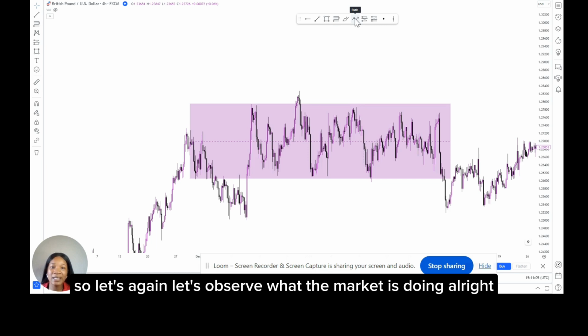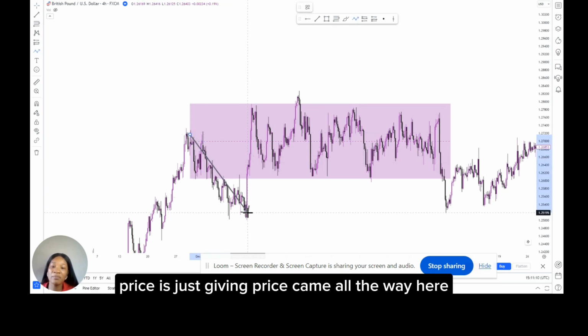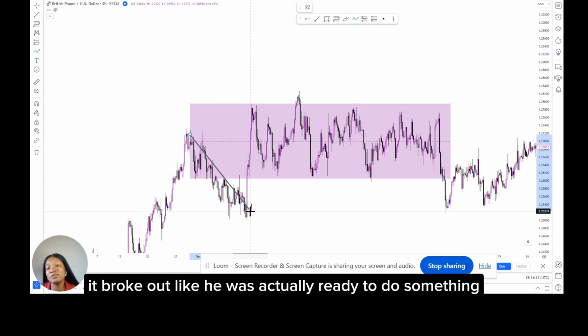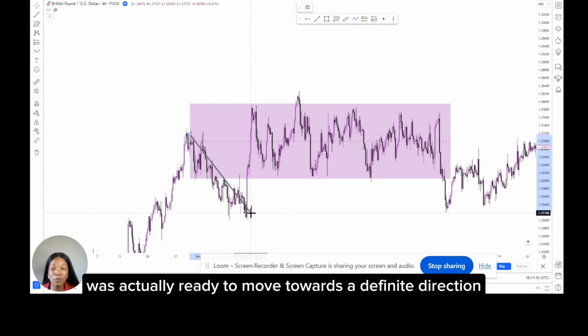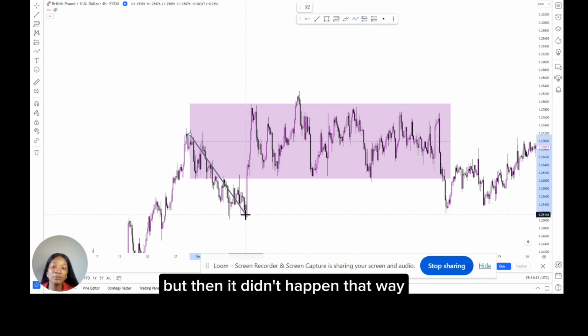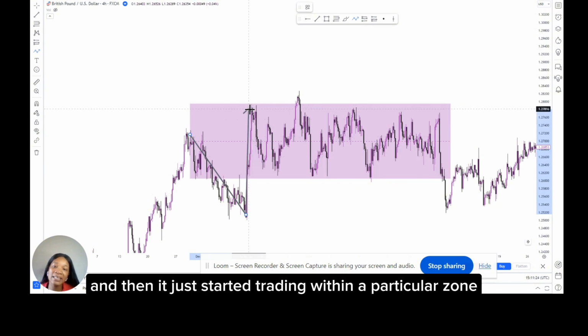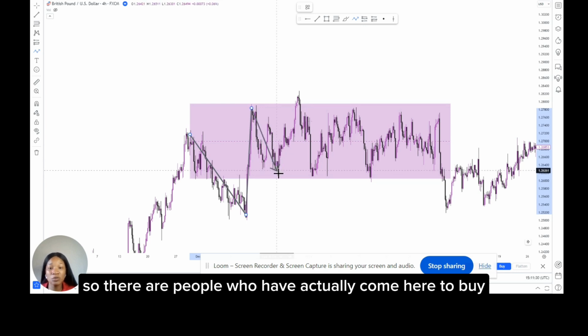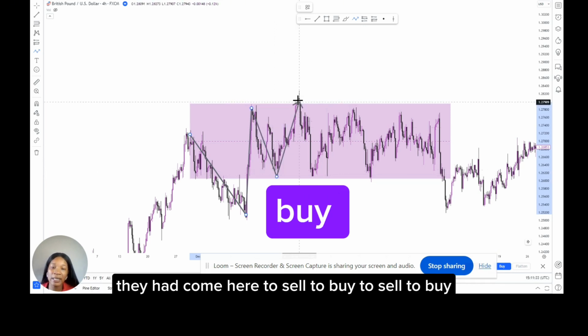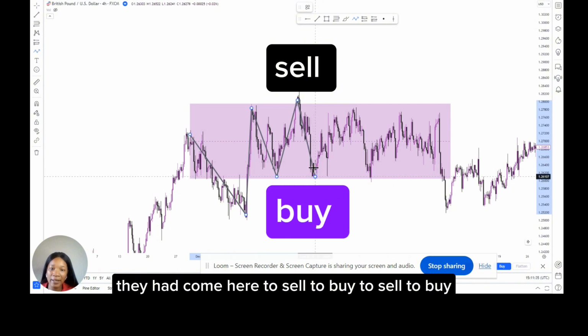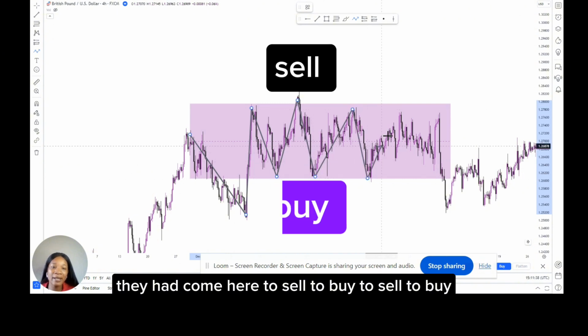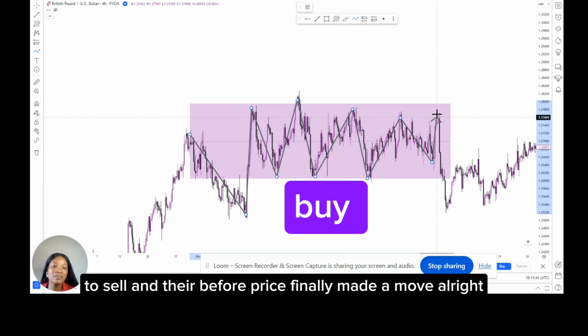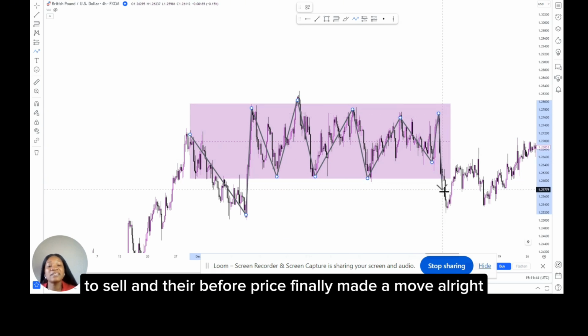All right, so let's observe what the market is doing. Price came all the way here, it broke out like it was actually ready to move towards a definite direction, but then it didn't happen that way. It came all the way up and then it just started trading within a particular zone. So there are people who would have come here to buy, then come here to sell, to buy, to sell, and then before price finally made a move.